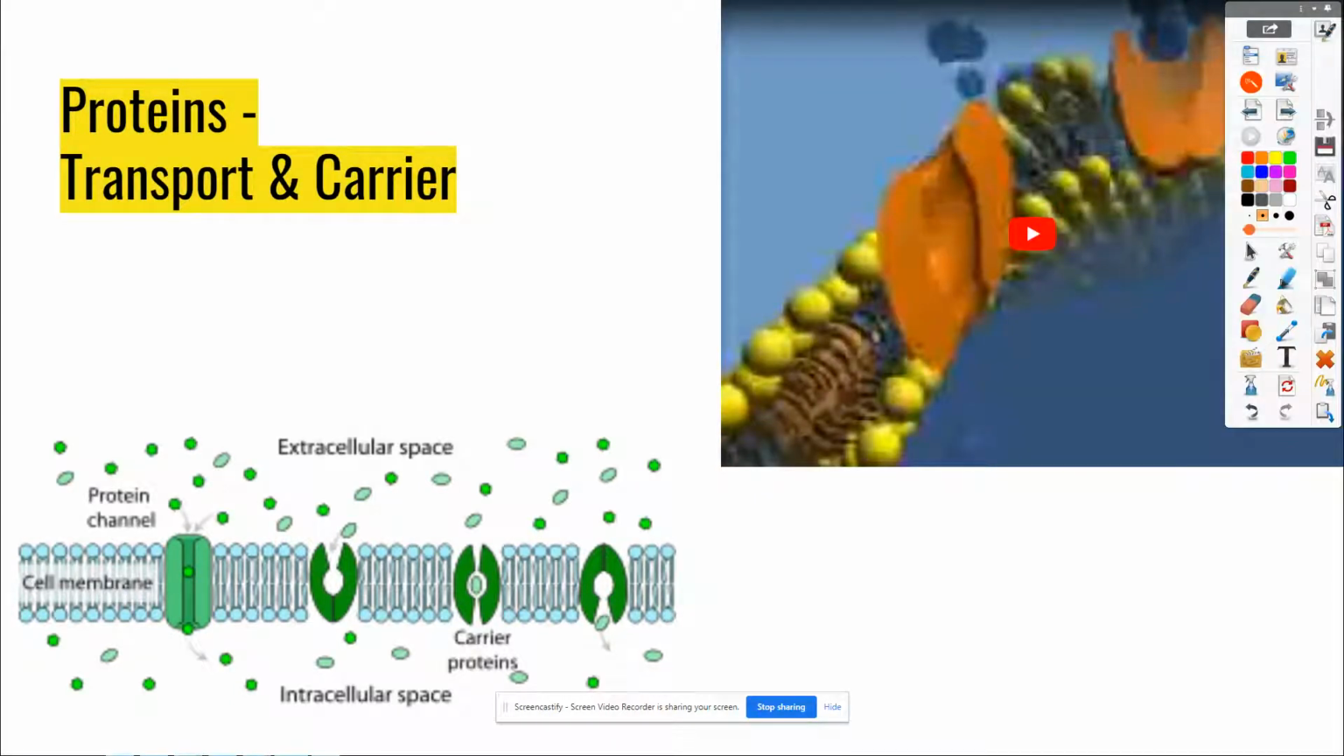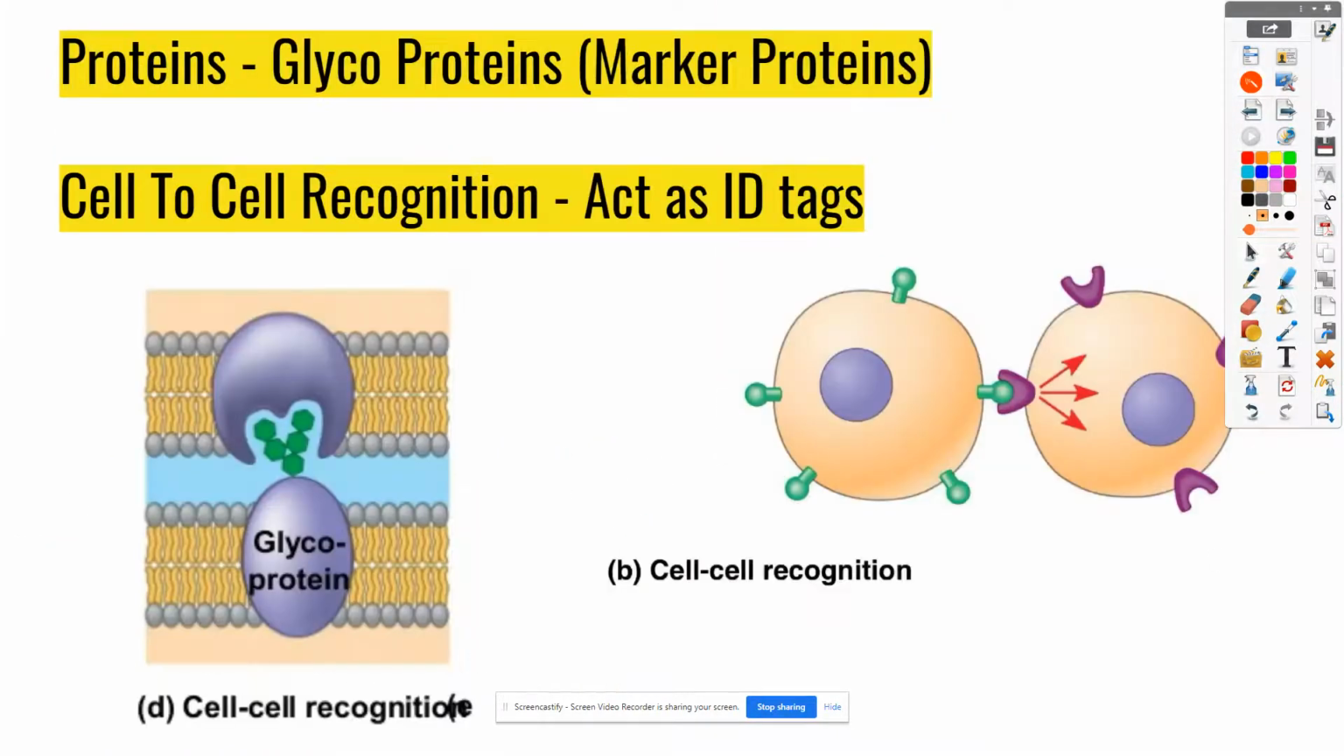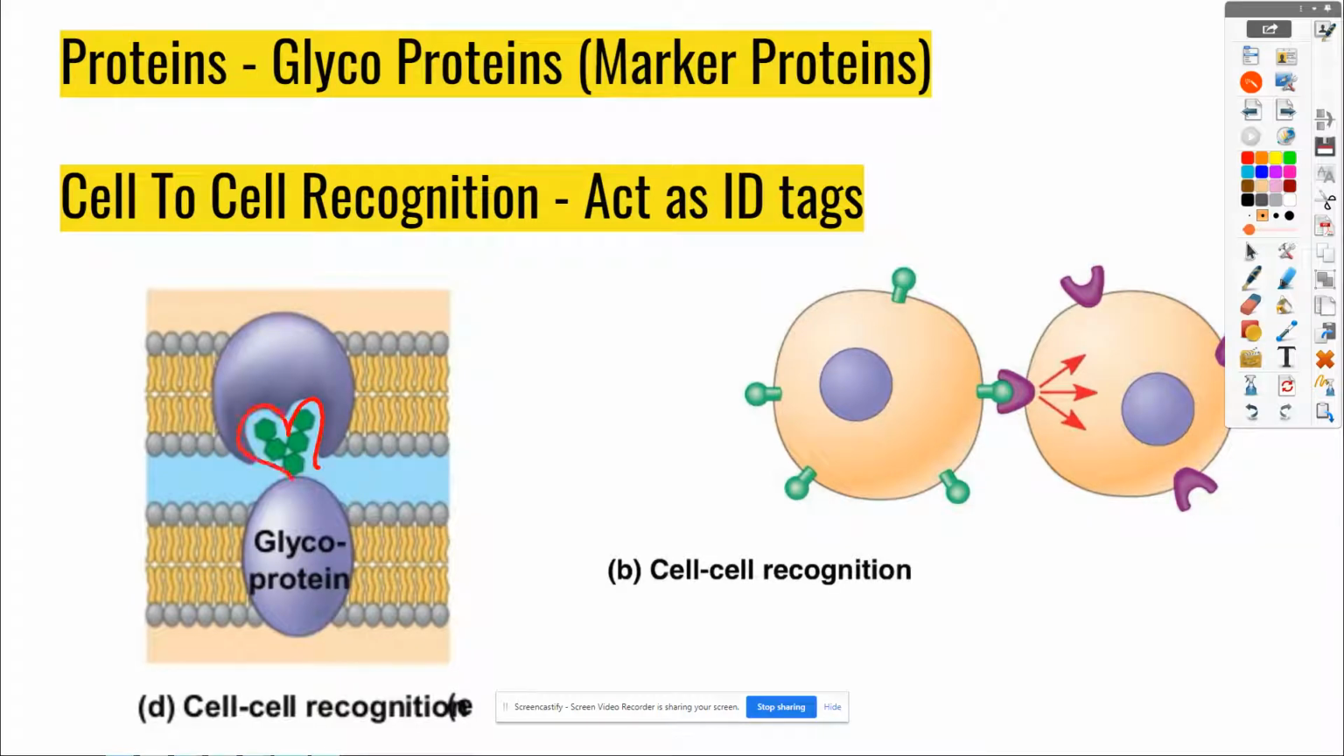All right, so it just kind of gave you a video of what they do so you could see them in action. Other proteins can function as glycoproteins. Remember, these are the proteins that have a carbohydrate attached to them. They function in cell-to-cell recognition. So here you can see, here's the carbohydrate, that ID tag. Now it is attached to a protein, so it's called a glycoprotein.